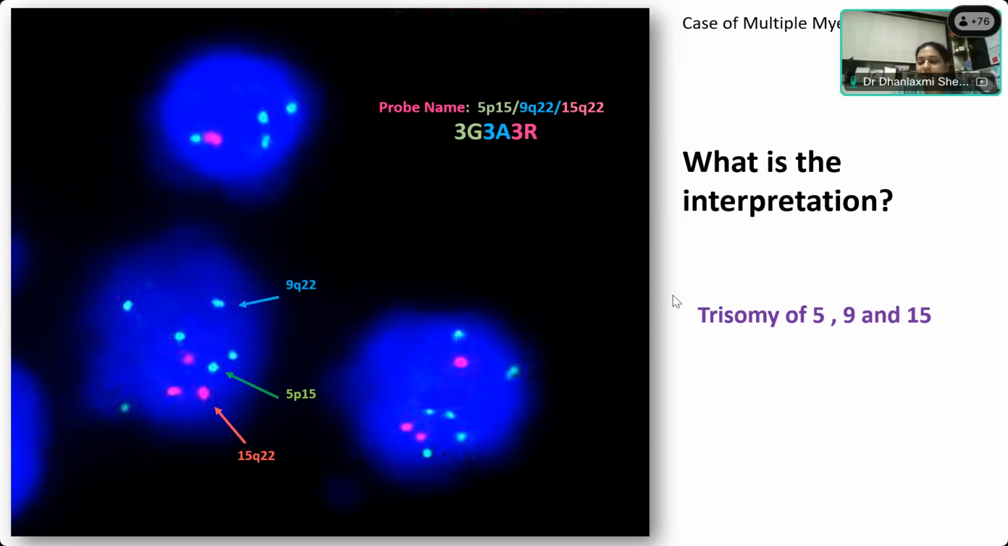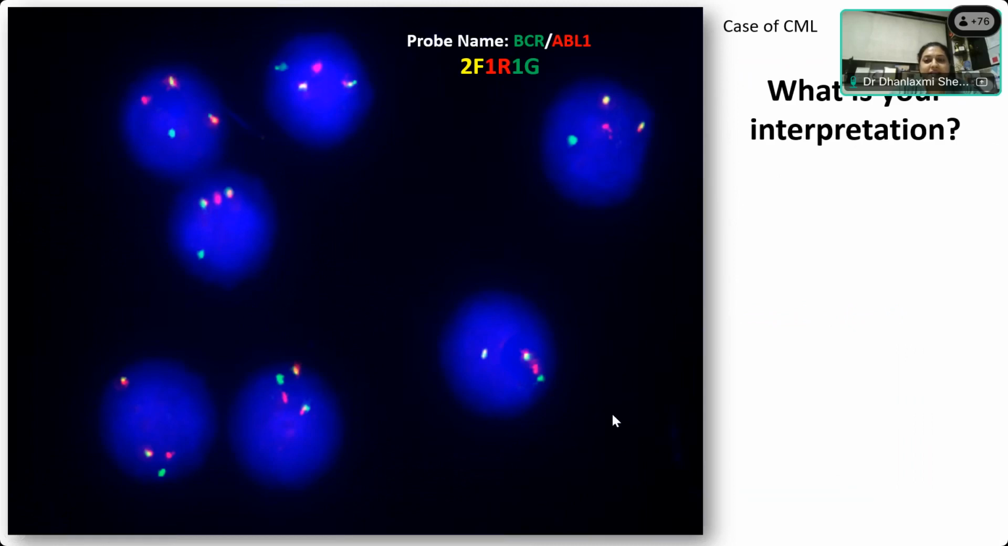I'm happy that you guys are answering. This is a case of CML. Here, the probe that has been used on these interphase cells is the BCR-ABL probe, as Dr. Mayur has already explained. BCR is present on chromosome 22 and ABL1 on the chromosome 9q region. This is the signal pattern which you can see, which is 2 fusion, 1 red, 1 green, right? This is the pattern I can see in my interphase cells under the microscope.